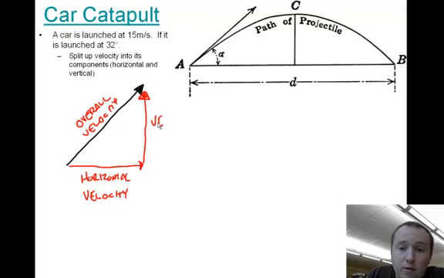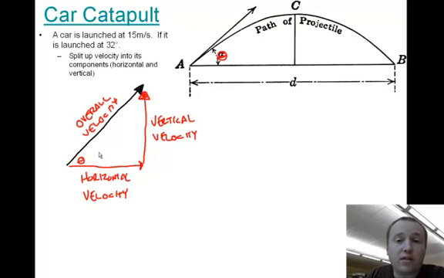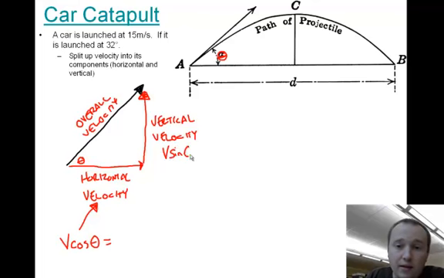This is my vertical velocity. Now, question is, how do I solve it? Well, this angle up here, theta, is telling me the angle that I launch it at. Theta is just a fancy way of writing angle. To solve for the x direction, I just do my overall velocity times the cosine of my angle, and that equals my horizontal velocity. Vertical velocity, I do my overall velocity times sine of my angle.